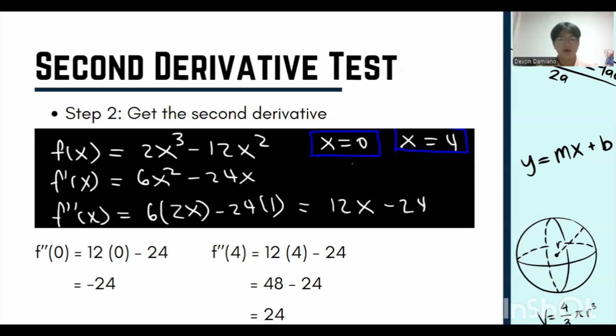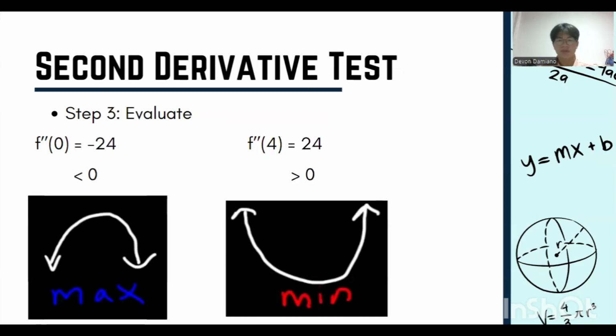Now that we have our values, we just need to evaluate them. We can recall from earlier that when the second derivative is greater than 0, the function has a relative minimum, and when it is less than 0, the function has a relative maximum. So that means f double prime of 0 will give a relative maximum with a graph that is concave down, while f double prime of 4 will give a relative minimum with a graph that is concave up.